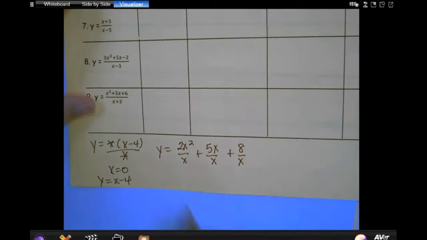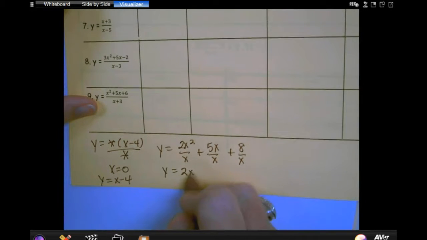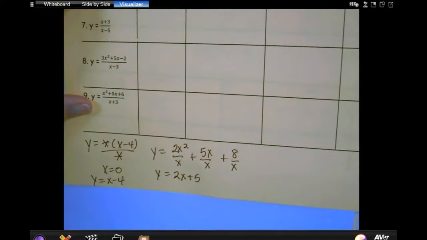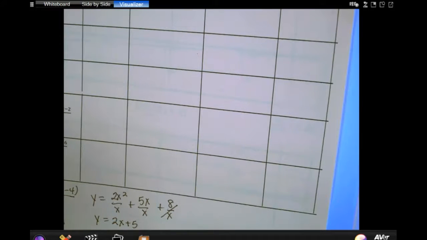So I'm going to go ahead. It's one term, so I'm going to split these apart. So when I reduce, I get 2x plus 5. And do I care about the remainder? Don't. So the slant asymptote is 2x plus 5. Yes.